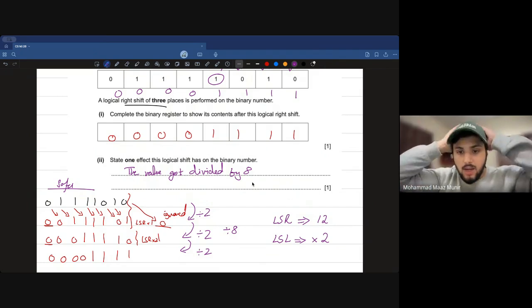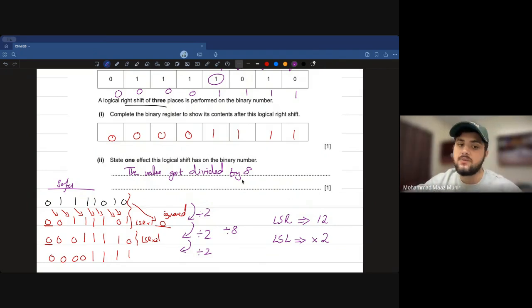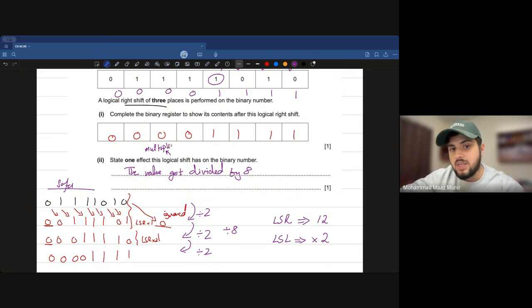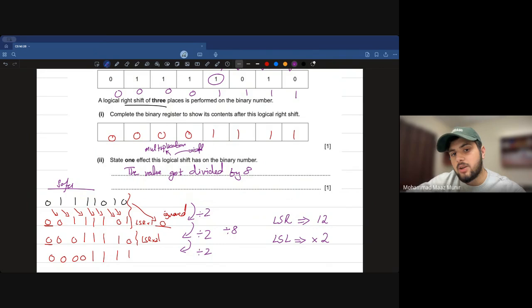At least at your level, आपको इतना ही पता होना चाहिए कि logical shifts के ये logic है. If a question ever comes up in the exam to explain some effect this has, it always has to deal with either multiplication or division. इसके बगैर there is no other effect. सही है? So you only have to write one of these two answers and you would get the correct answer and the appropriate marks. सही है?